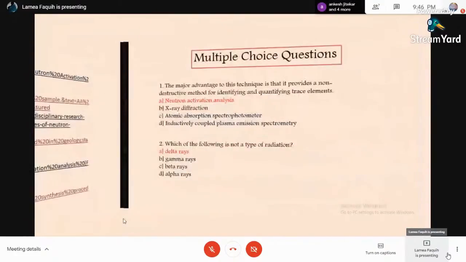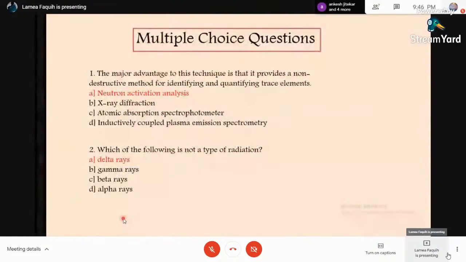And these are the multiple choice questions. The major advantage of this technique, the technique that has the upper hand, is that it provides a non-destructive method for identifying and quantifying trace elements. So it's neutron activation analysis. And out of the following, which is not a type of radiation? So it is delta rays.